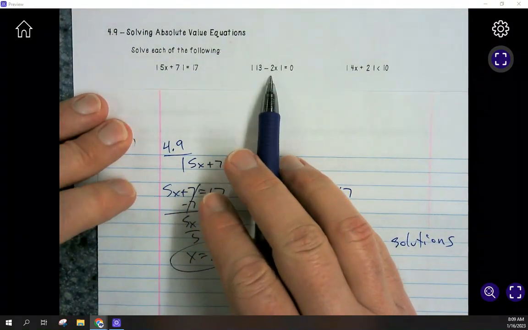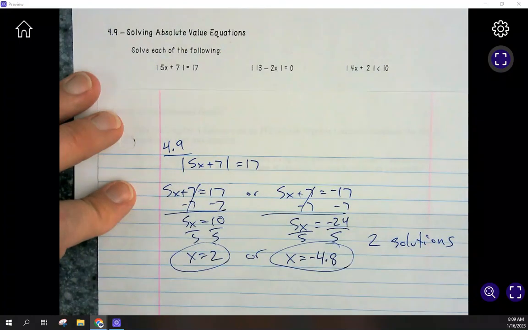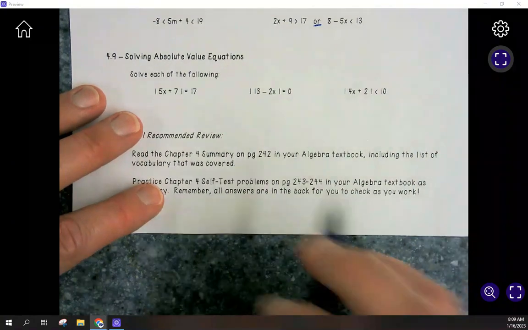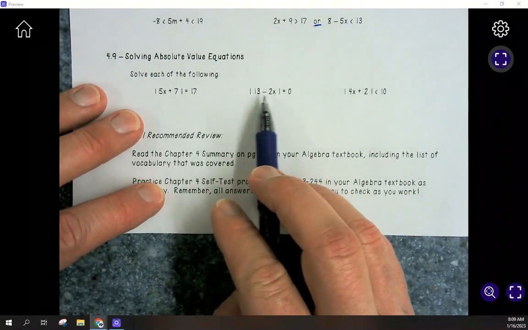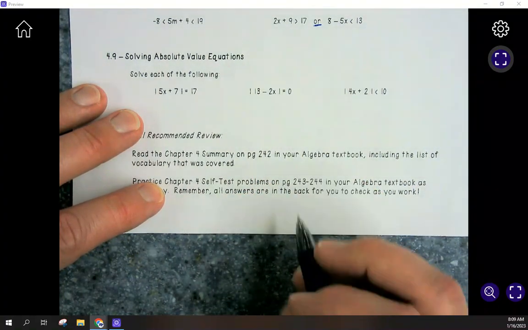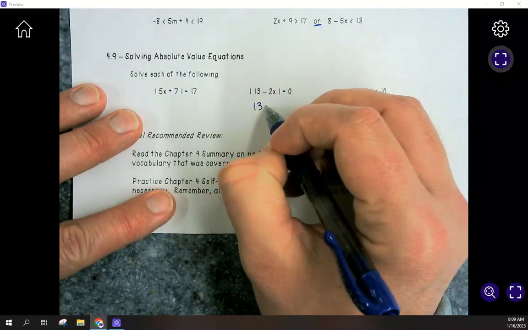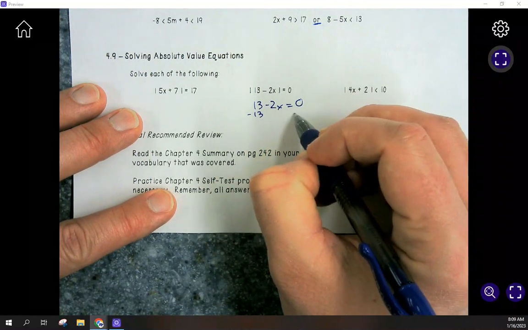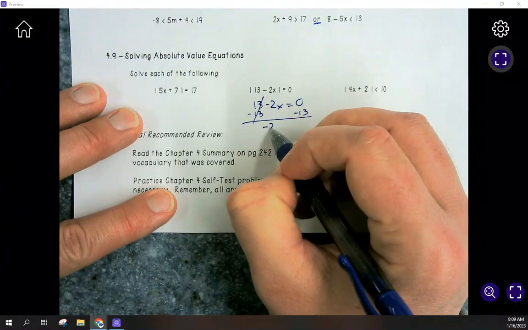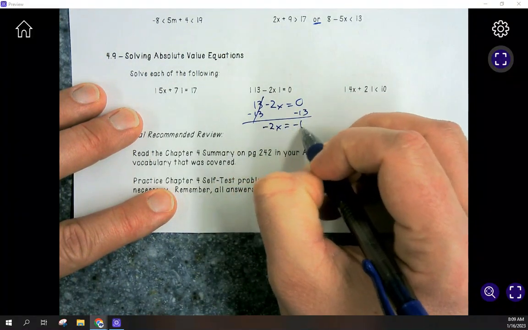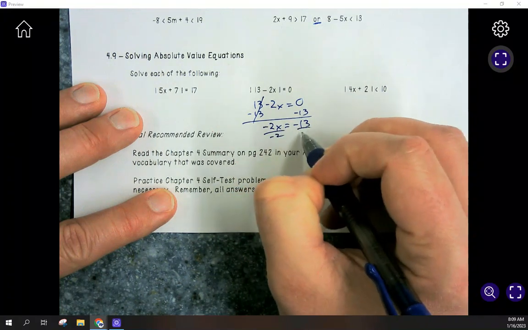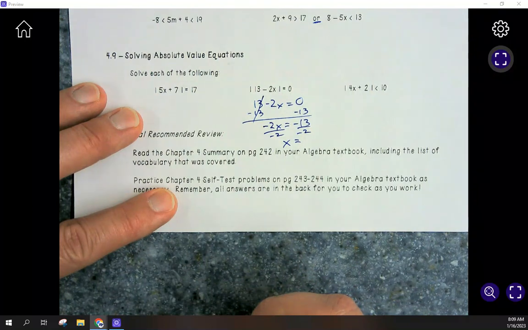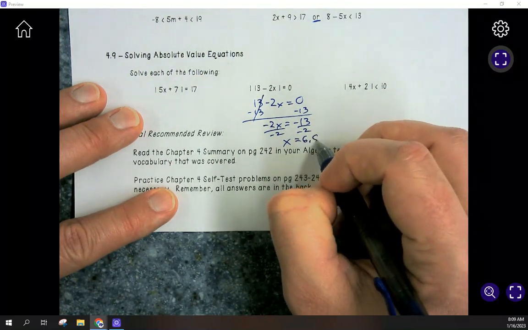Now here, if it equals 0, it's only going to have one solution. I'll just do this one right on the paper because there's room there. Even though this makes things positive, there's only one way to get 0. So I can actually just drop those off and solve this like this. Minus 13 because it's positive. We're going to get negative 13 over here. Divide by negative 2. We can get a positive answer here of 6.5.